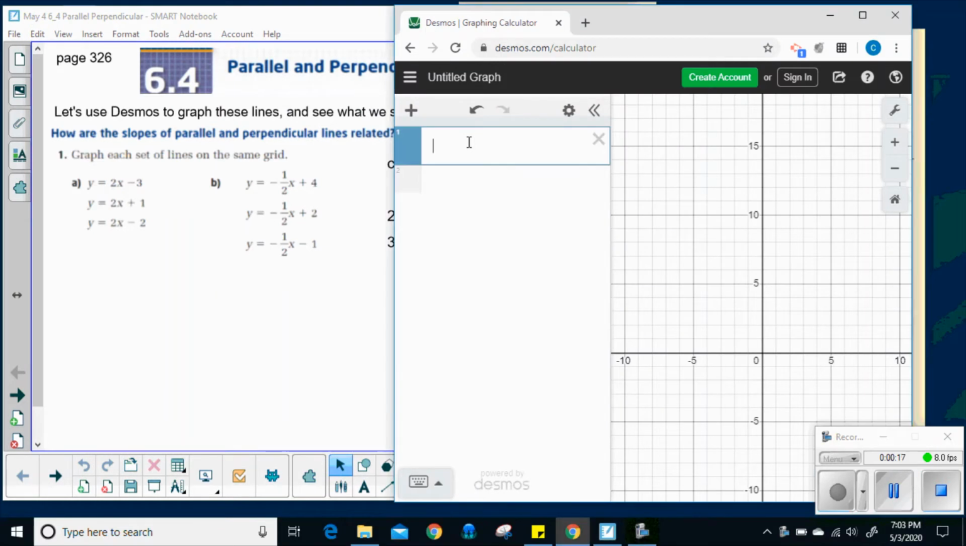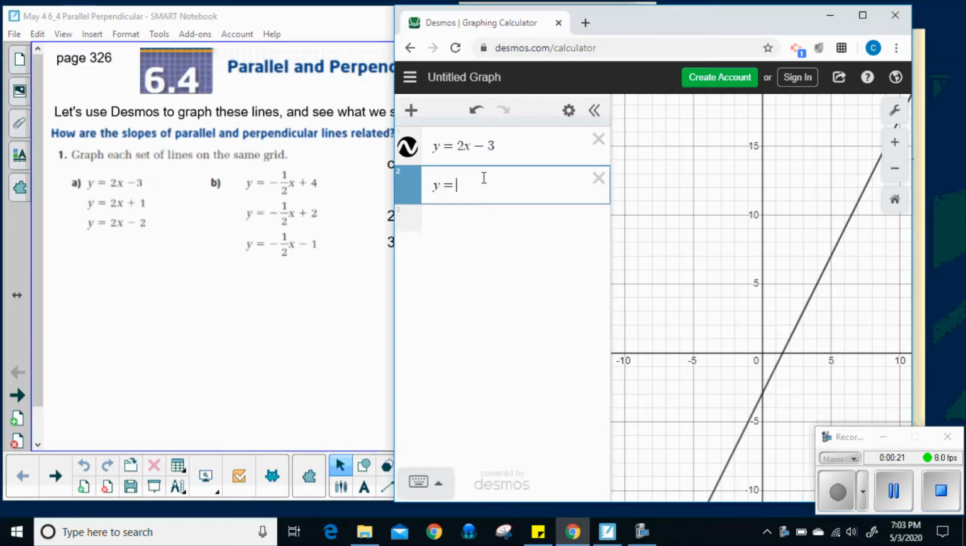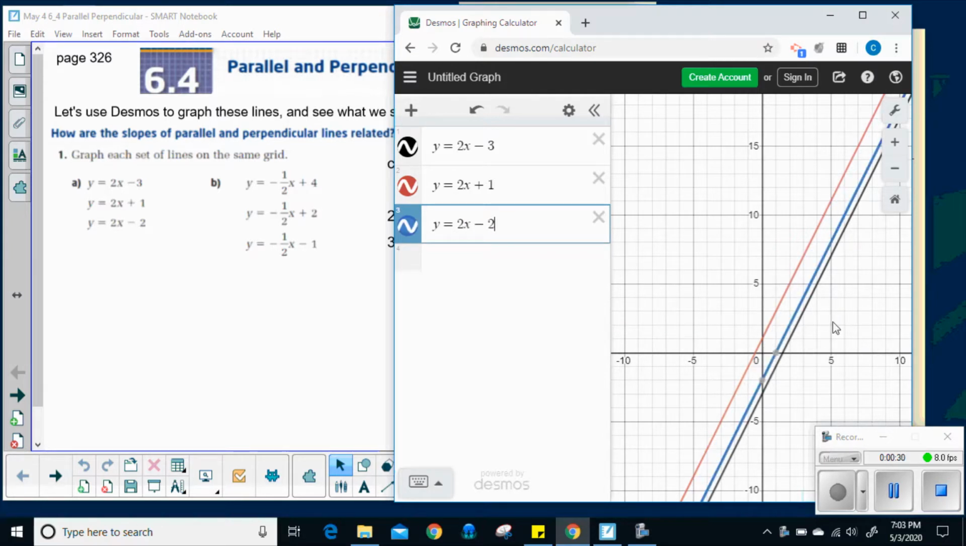All right, first line is y equals 2x minus 3. Our next line is y equals 2x plus 1. And our third line is y equals 2x minus 2. So what do we see? Well, they all have a different y-intercept. One's at 1, one at -2, one at -3.